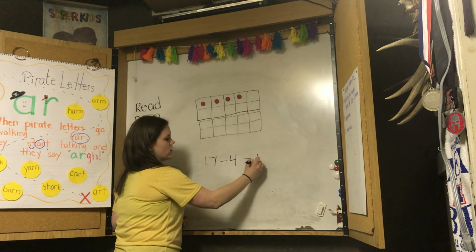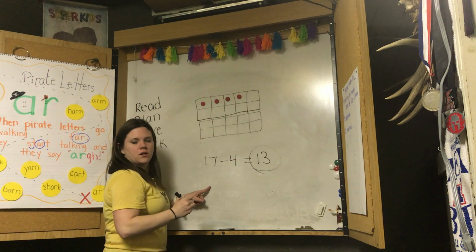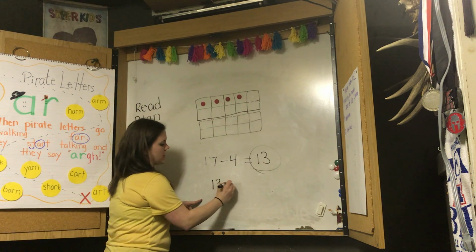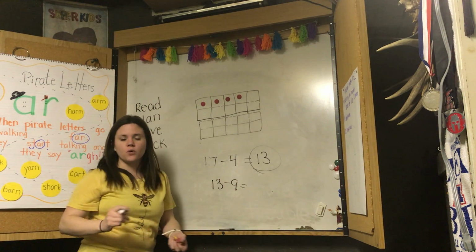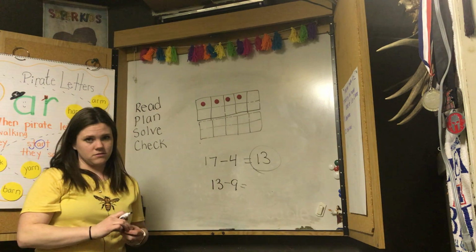We find the answer for the first part. We did 17 minus 4 equals 13. And then we used that part, and then we did 13 minus 9. It's important to find the first part and then find the answer.